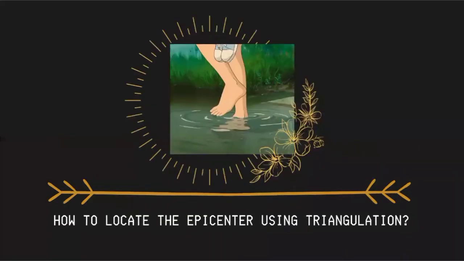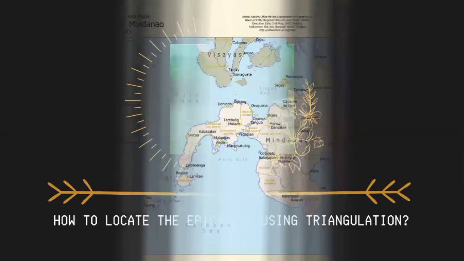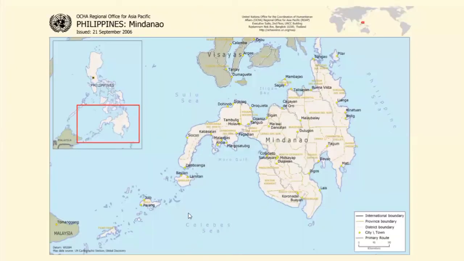Now, how do we locate the epicenter using triangulation? We can answer this question because of the distances we calculated earlier. As you can see here, we have a map and we must first plot the three station points, which are Jensen, Cotabato, and Cagayan. The first one is Jensen, which has a 75 kilometer distance from the epicenter. We don't know which direction the earthquake was, whether north, south, east, or west.